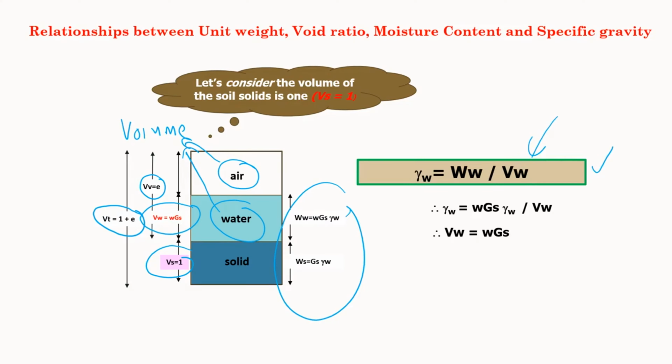So from the previous slides, we already discussed the weight of water, right? So we know that weight of water is equal to water content times specific gravity times unit weight of water. Okay, and we simplified this equation by simple mathematics. So make it volume of water equal to water content times specific gravity, because we can cancel out the unit weight of water. So now we have the equation for volume of water.